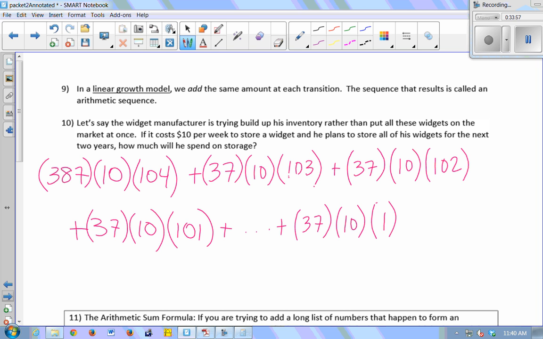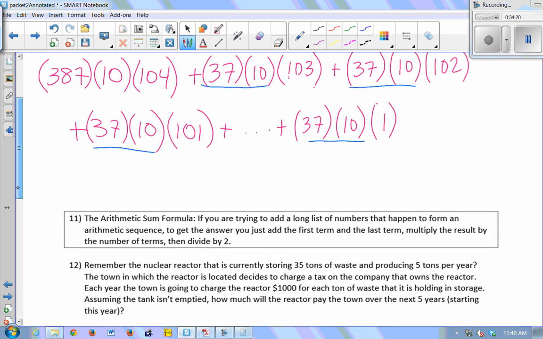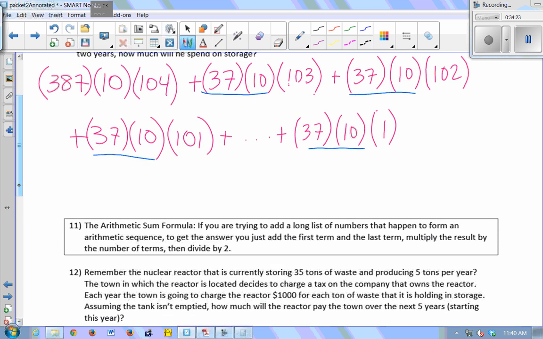So every term that I've written down here has 2 numbers in common, right? Except for this first term, which is 387. But every other term has a 37 times 10, which is $370. That's how much you have to pay per week, so just the number of weeks changes. All right, so I'm going to need some more room here.